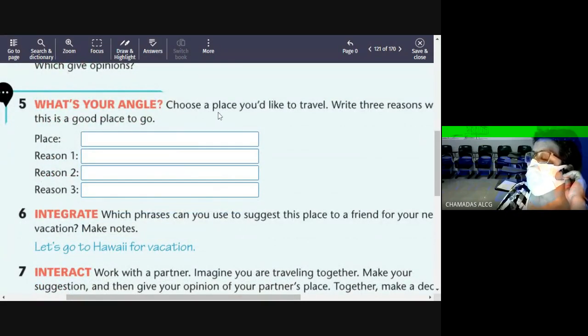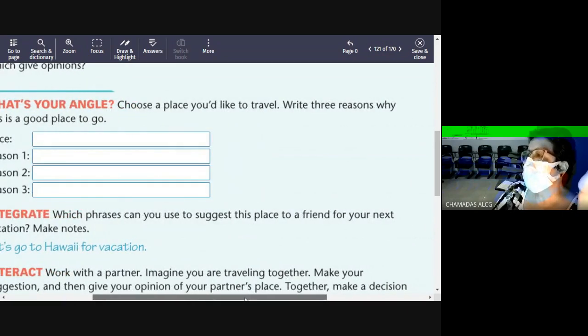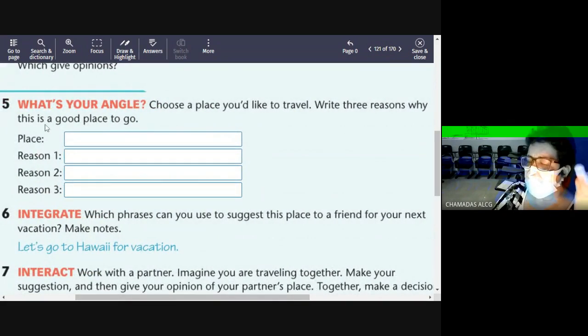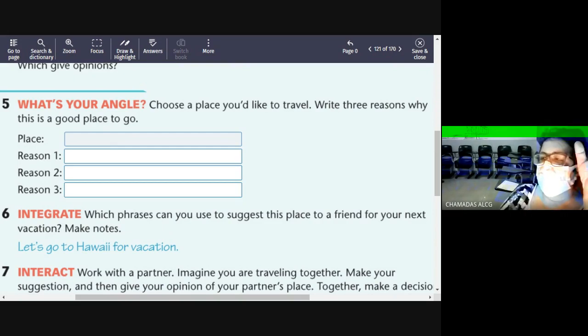Now, people, choose a place you would like to travel to. Write 3 reasons why this is a good place to go. So let's just decide, which place do you think is a good place to go? Now, please don't say any place in Rio at the moment. Yes, let's say somewhere abroad.